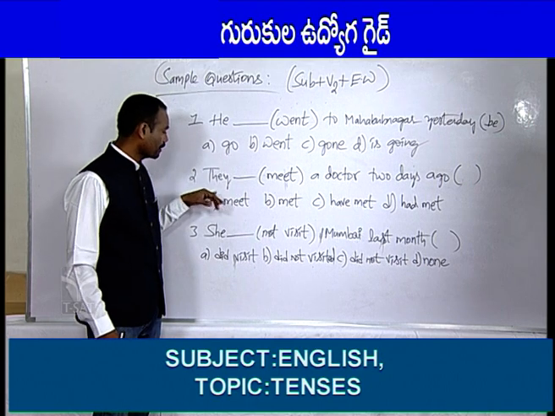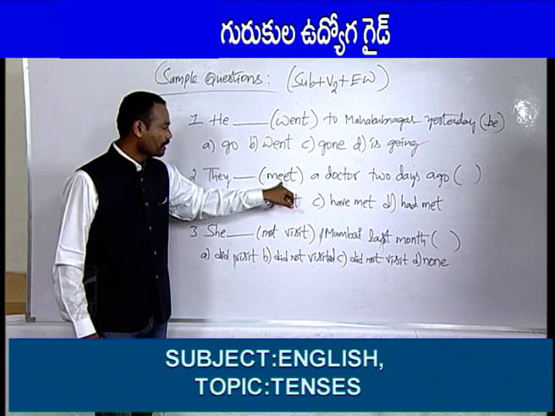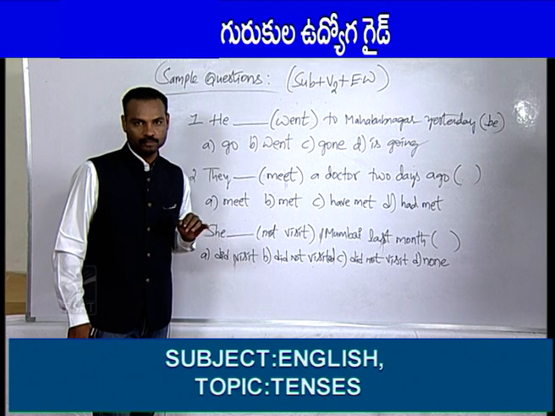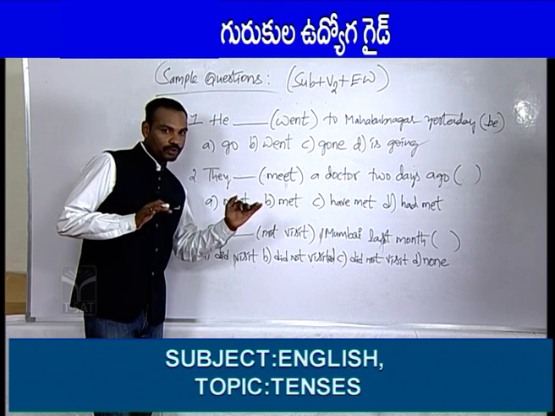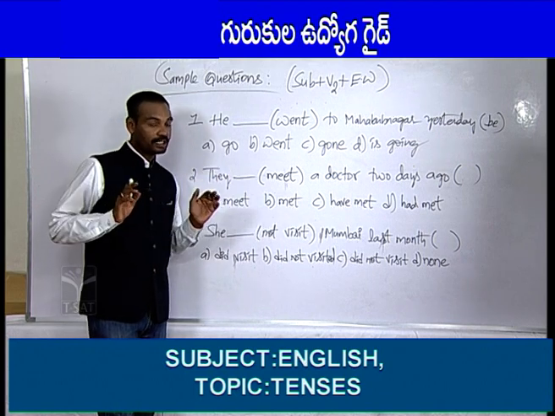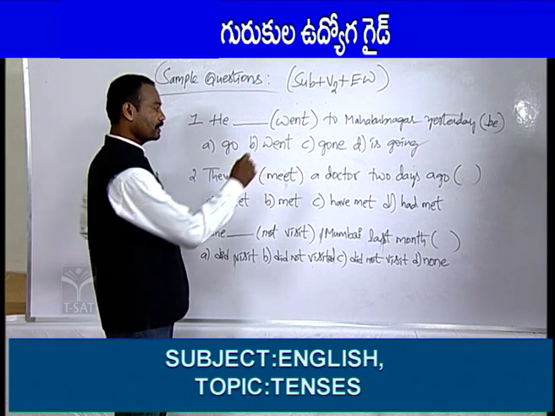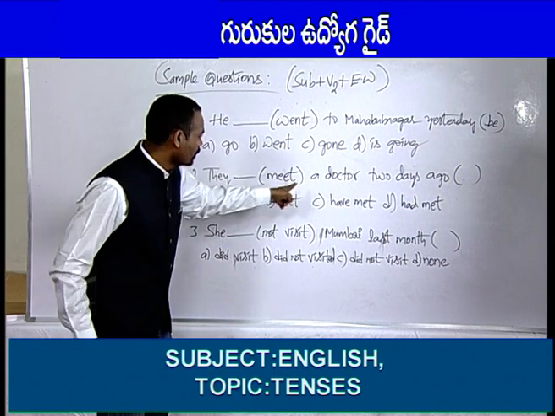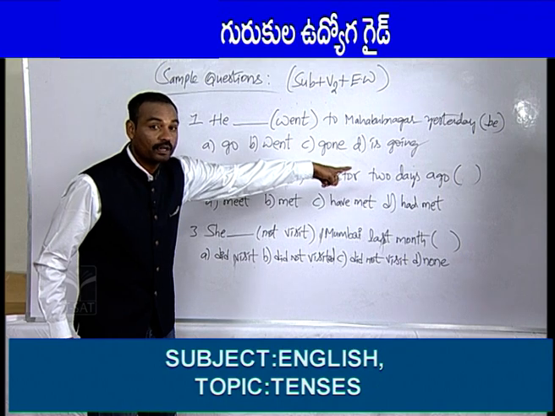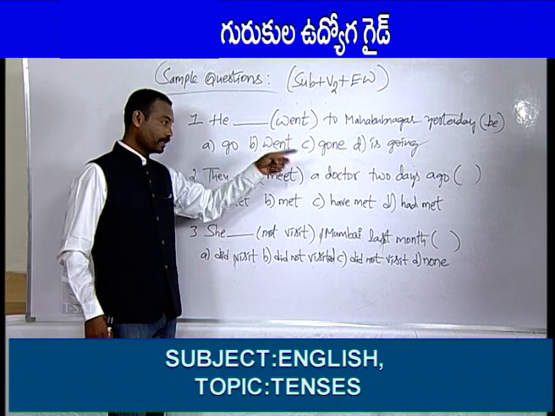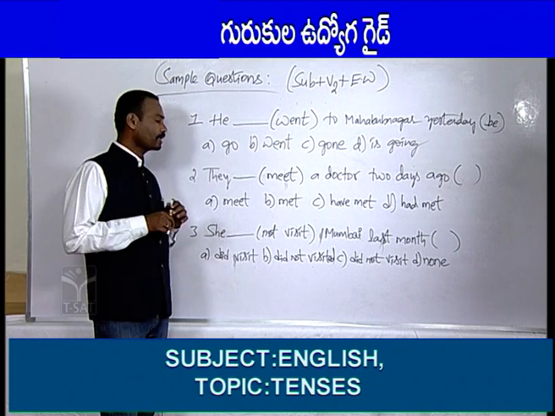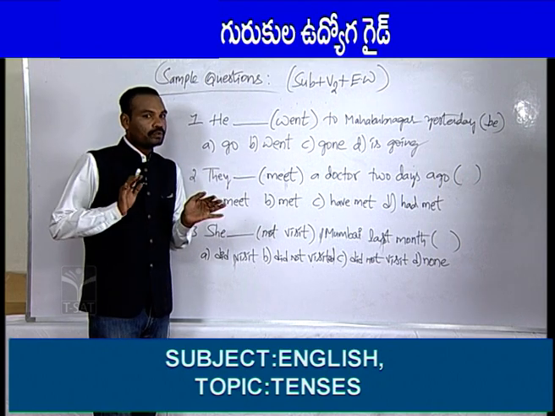Let's see one more example. They dash, under the bracket meet is there, a doctor 2 days ago. So I have told you that before going to catch the answer, we should know which tense it is. How to find out the tense? With the help of the keyword. Is there any keyword? Yes, ago. Ago is the keyword of simple past. So it is there, ago means it is simple past tense. So you came to know which tense it is.